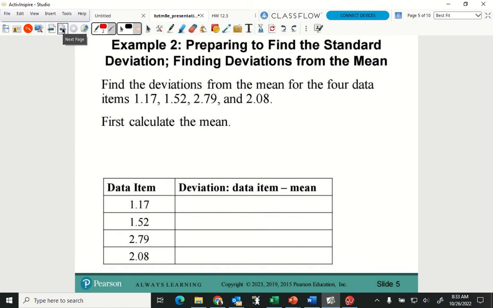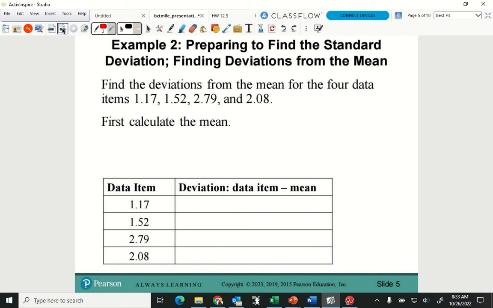Example 2. Preparing to find the standard deviation, finding deviations from the mean. Find the deviations from the mean for the 4 data items here. First, calculate the mean. What is mean besides your math teacher? Very good. Add all the numbers and divide by the number of numbers, right?